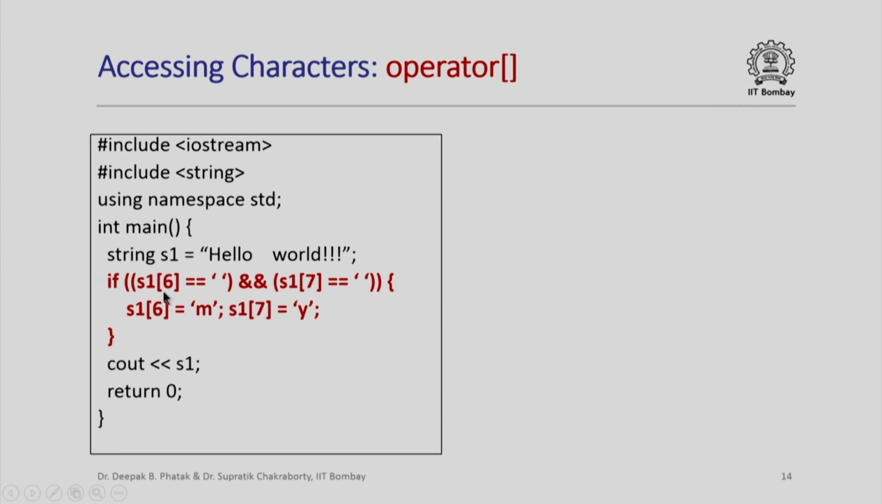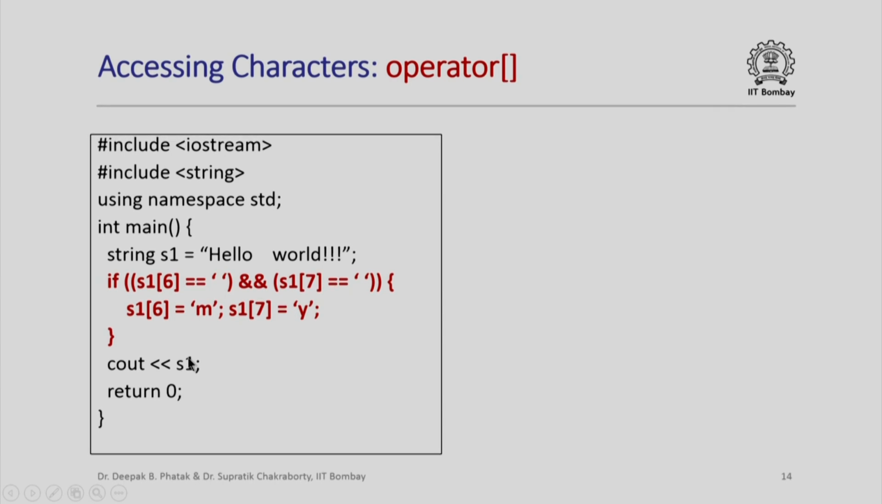So this is saying if the character at the 6th position and the 7th position are both blank, then I am going to replace the character at the 6th position with M, and I am going to replace the character at the 7th position with Y. In this case, this is the character at the 0th position, this is the character at the first position, second, third, fourth. Then as I said, there are 4 spaces here. So the 5th character is a blank, the 6th is a blank, the 7th is a blank, and the 8th is a blank. So both the 6th and 7th characters are blanks, so they will get replaced by M and Y respectively.